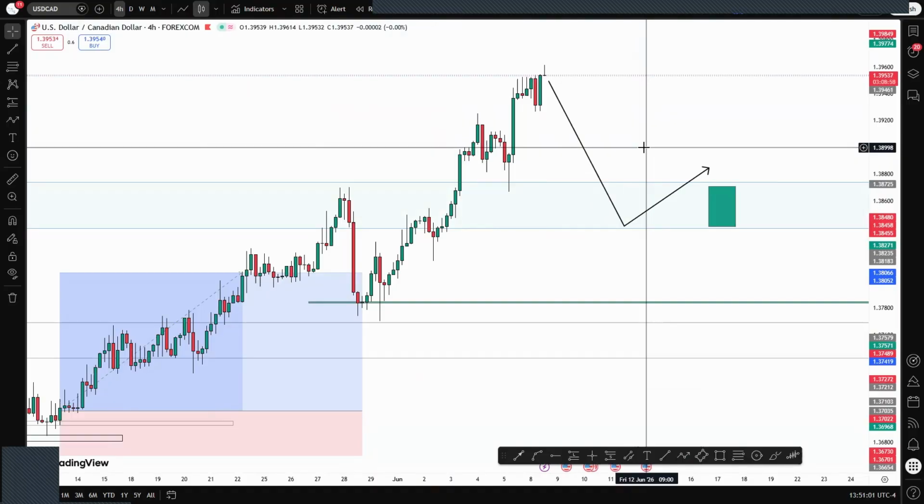USDCAD price chose not to retest our level for today. But still, that's fine. We are still waiting for any possible sell momentum. If it doesn't happen, we'll see if it will happen next week. That's also fine.